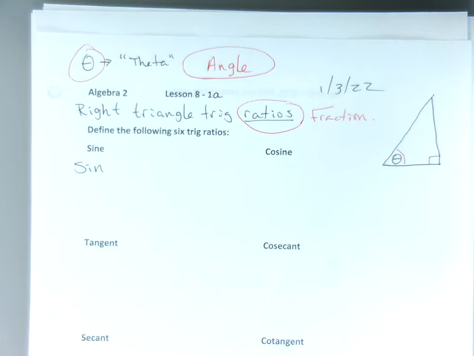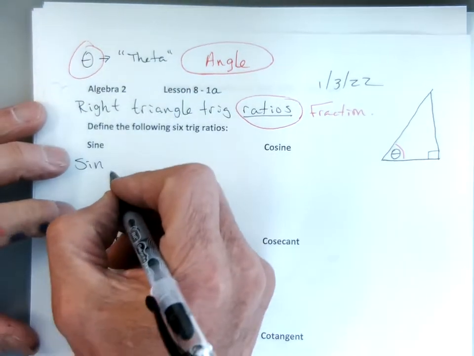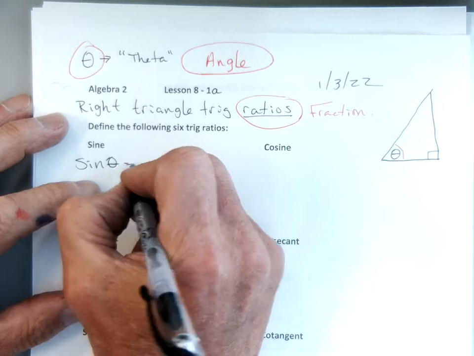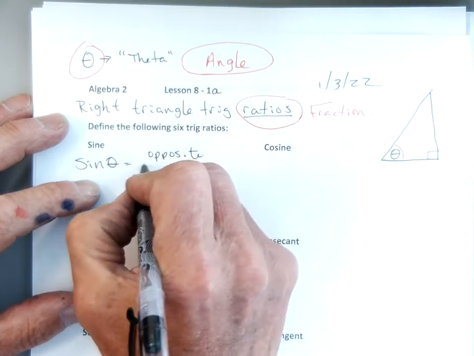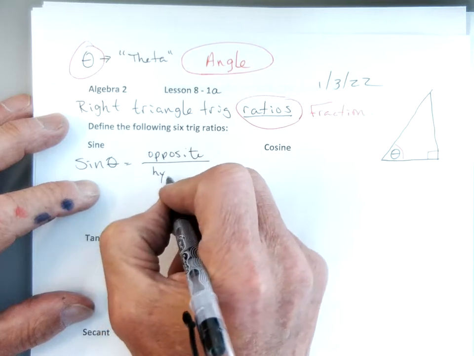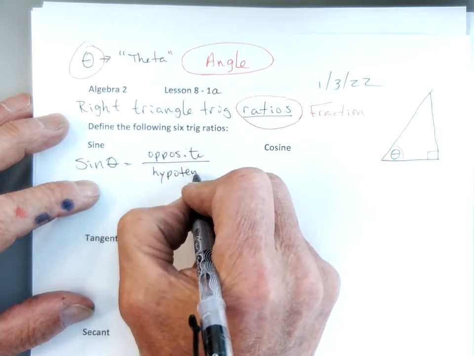You need to write this down. Sine of an angle, sine of theta, is always equal to the ratio of the opposite side over the hypotenuse. Okay.